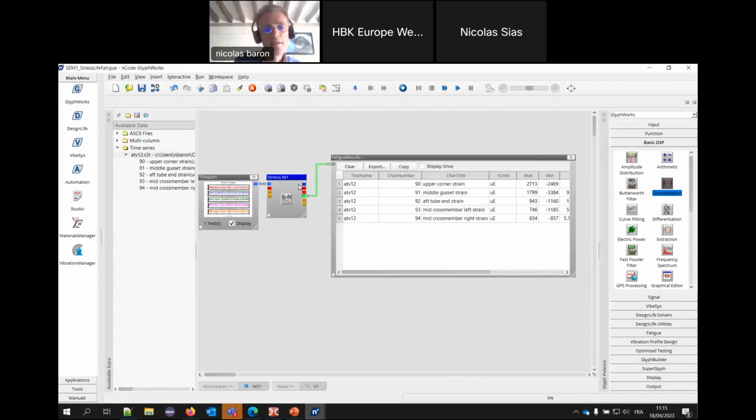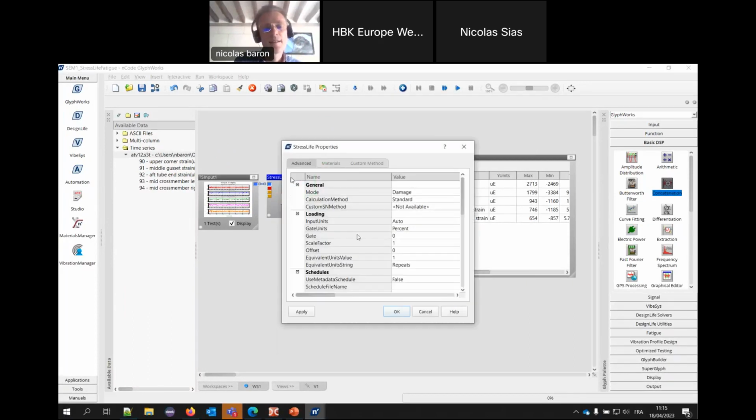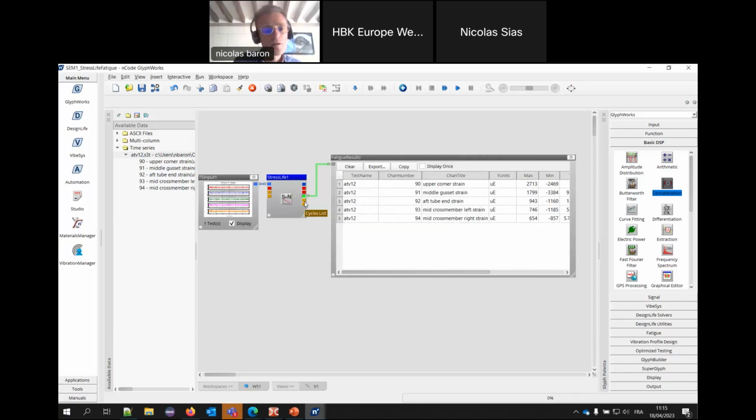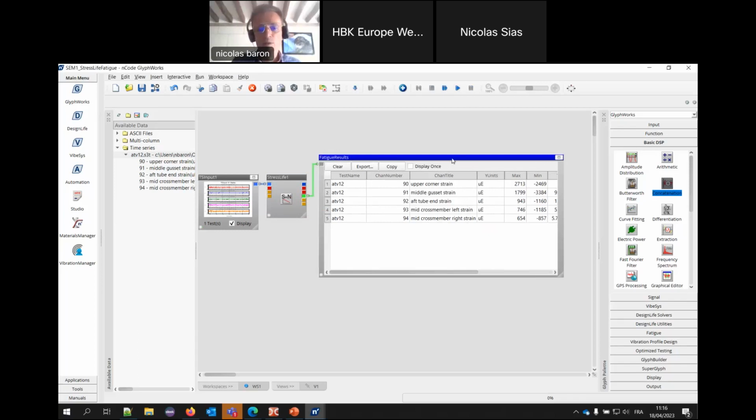You just click on the glyph and you're able to change a handful of parameters that allow you to customize the calculation so that it suits your need. And once we have done that, it is as simple as connecting the display viewer here, which I call fatigue result, and then I'm just running the flow. Okay, it's very quick. It's done here. And what do I have here?